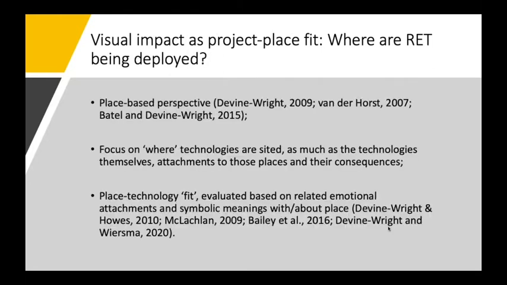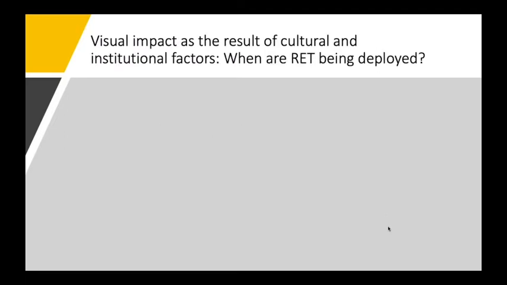Another strand of research is obviously the one that has been developed a lot by Patrick Devine-Wright and also other authors, and that looks more at the community local level and at visual impact as more the project place fit. So the fit between a certain technology and a specific infrastructure and the place where it is located. And finally, another quite well-known strand of research has tended to focus more on the visual impact and its relation to social acceptance as the result of cultural and institutional factors.